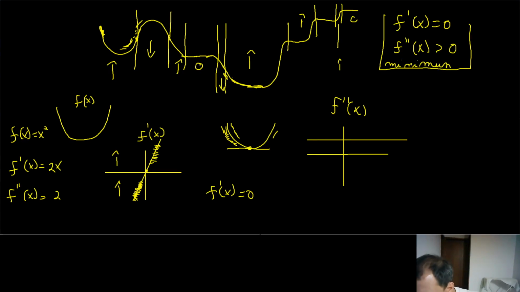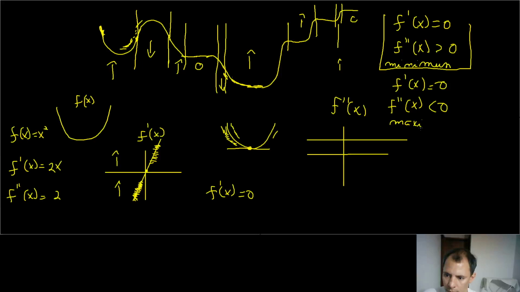Now, when you have f prime of x equals 0, this is called the second derivative test for concavity, and f double prime of x is less than 0, then you have a maximum. Now when they're both 0, f prime of x and f double prime of x, then you have to use the first derivative test to test.